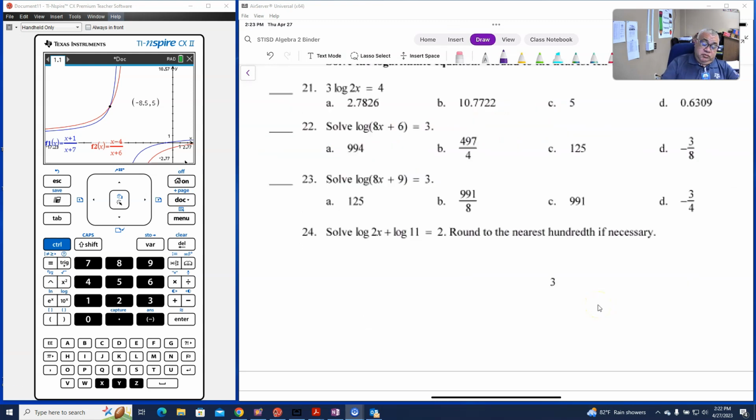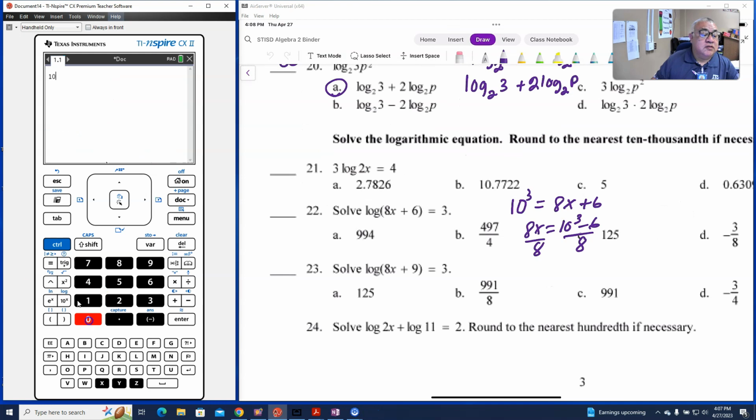Okay, I'm going to do 22 here to the side if I can. If you notice, there's no base, but there is. It's understood as base 10. So we have 10 to the power 3 equals 8x plus 6. So you have 8x equals 10 to the power 3 minus 6, and then you have to divide by 8. So go ahead and we have 10 to the power 3 minus 6 divided by 8. It's 4, okay, so it's B.